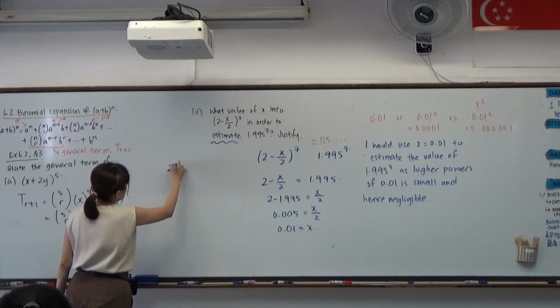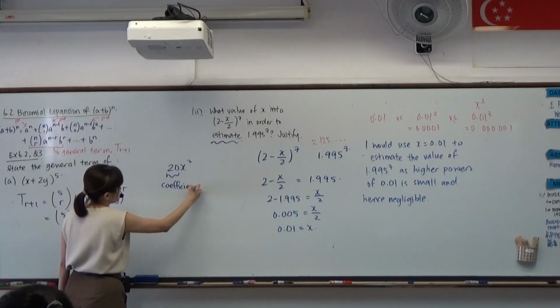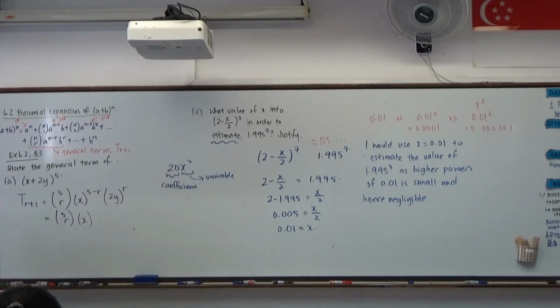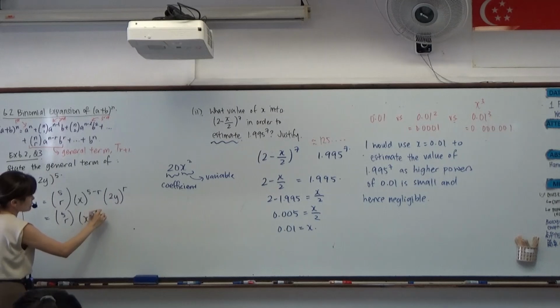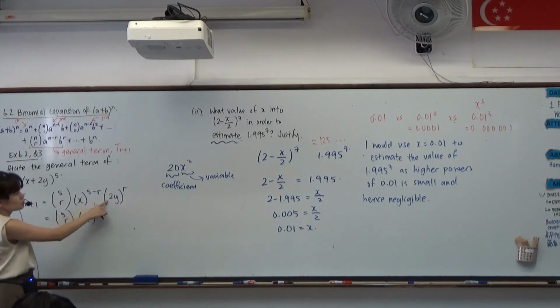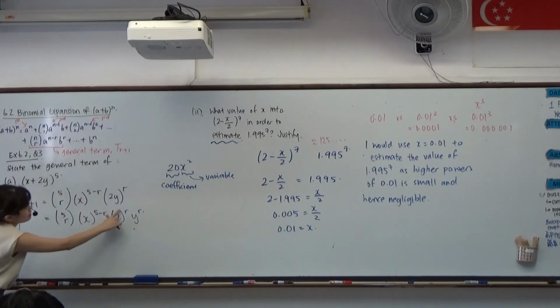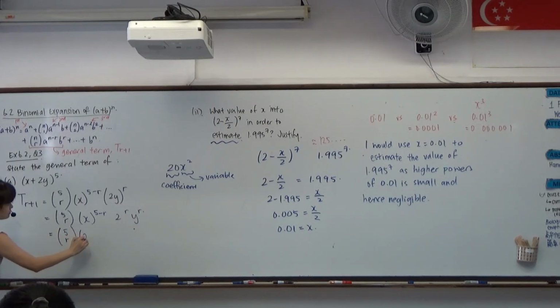Coefficients, for example, 20x squared: this is your coefficient, this is your variable. So we want to express it in this kind of form. 5 choose r is going to be a number, that is going to be a coefficient. Let's keep the x to the power of 5 minus r here first. 2y bracket r means 2 to the power of r, y to the power of r. This bracket is optional. So we place all the numbers together, and then the variables at the end.